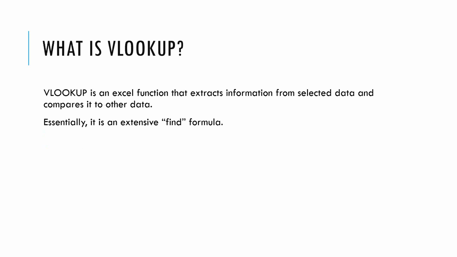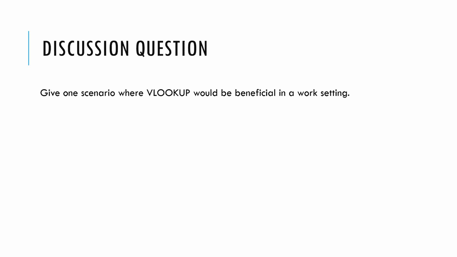So what is VLOOKUP? VLOOKUP is an Excel function that extracts information from selected data and compares it to other data. Essentially, as I said before, it's an extensive find function. Like I said, there are different ways you can implement it, but this would be about comparing. So can someone tell me where VLOOKUP will be beneficial in a work setting? If we're talking about comparing lists, why would that be beneficial?